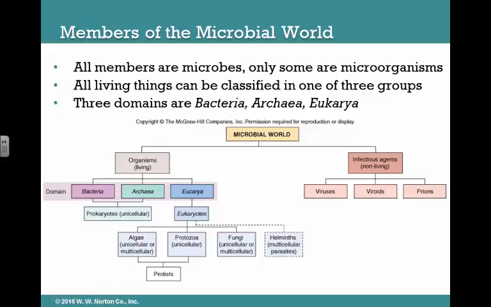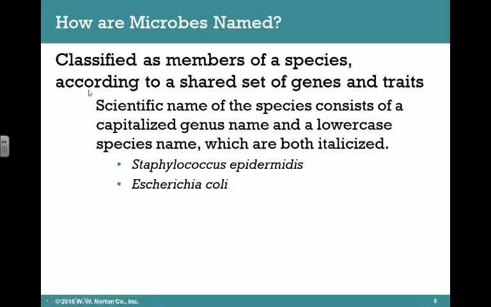microbial world. On the other hand, there are some microbes that are non-living. They're infectious agents or microbial agents, and those include viruses, which you're familiar with, viroids, which are a simpler form of virus that only infect plants, and prions, which have no genetic material but do cause infectious neurological diseases like spongiform encephalitis.